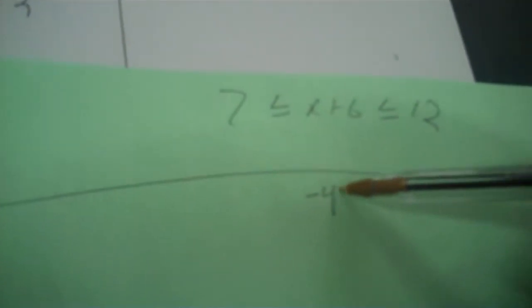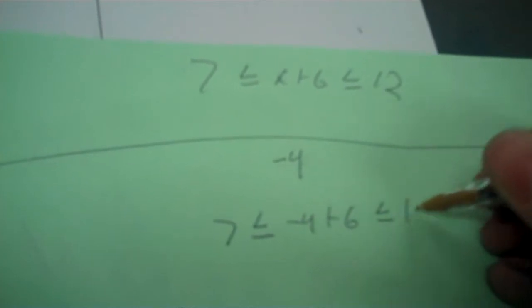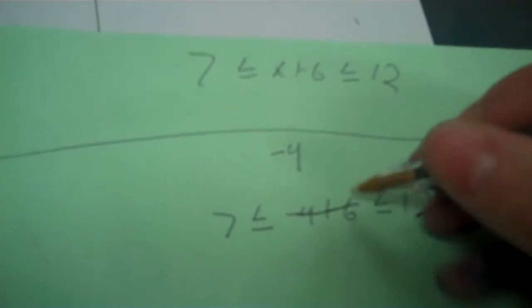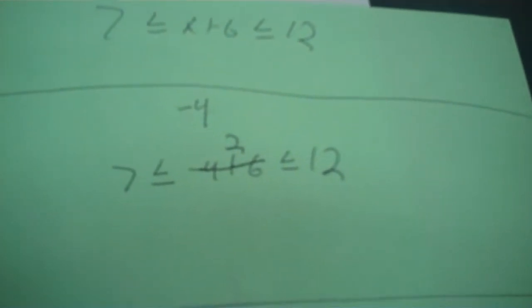Maybe -4. Why don't I just randomly put that in for x? So 7, why'd you pick -4? I don't know. Plus 6. -4 plus 6 is 2. Is 2 between 7 and 12? No, it is not. Okay? So -4 is not a solution to that inequality.